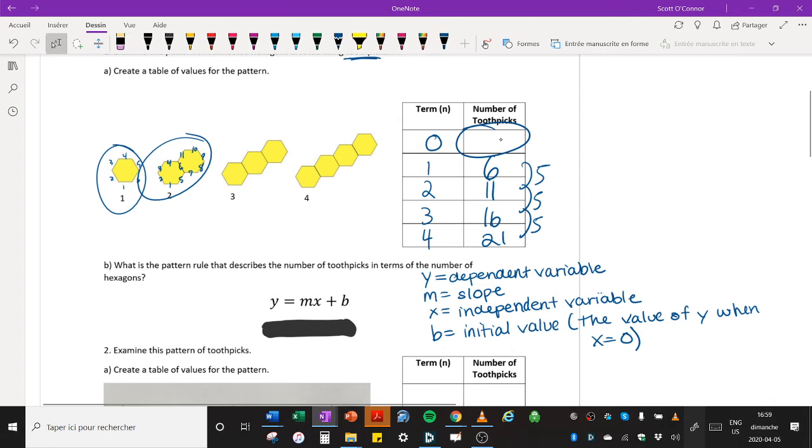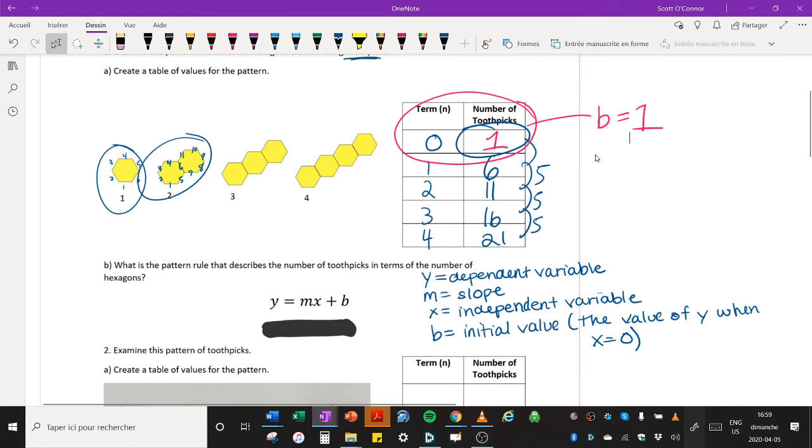Now, how do we find out this imaginary value of number of toothpicks for 0? We follow the pattern. We went from 21 down to 16. We go down 5 to 16, down 5 to 11, down 5 to 6, down another 5. Where do we end up? We end up at the number 1. And that number is very important for us because here we have the value of y when x is equal to 0. Therefore, this is our initial value. b is equal to 1.